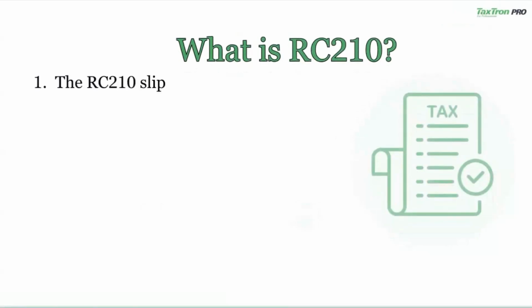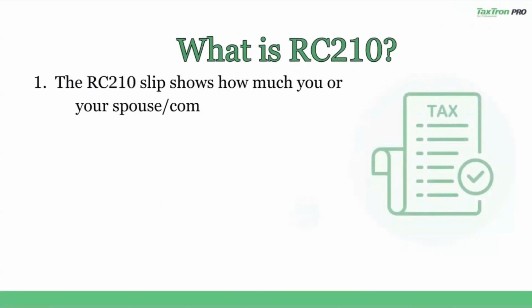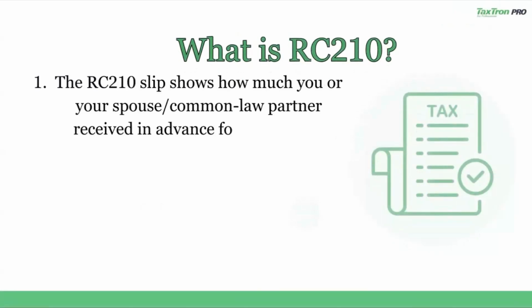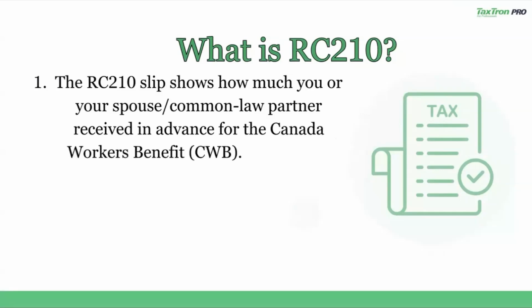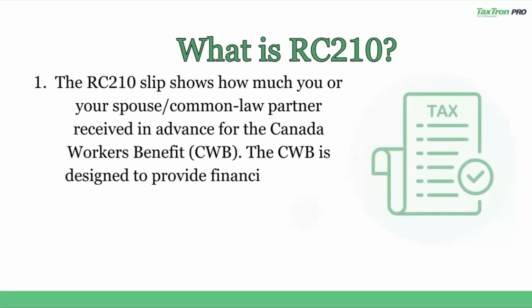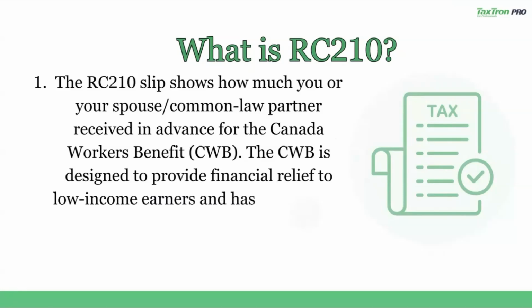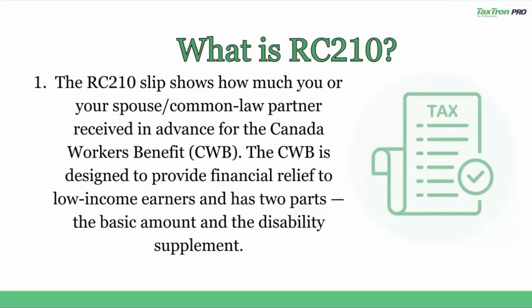First, let's break down the basics. What is the RC210? The RC210 slip shows how much you or your spouse or common law partner received in advance of the Canada Worker Benefit. The CWB is designed to provide financial relief to low-income earners and has two parts: the basic amount and the disability supplement.